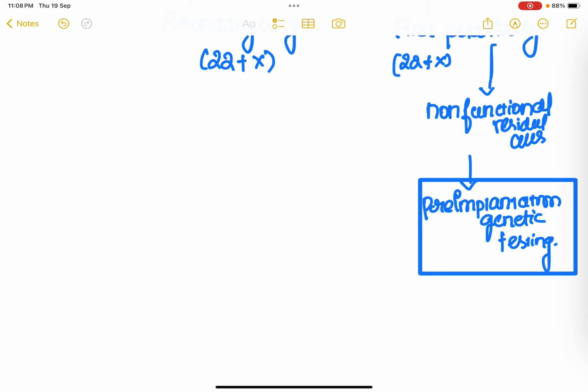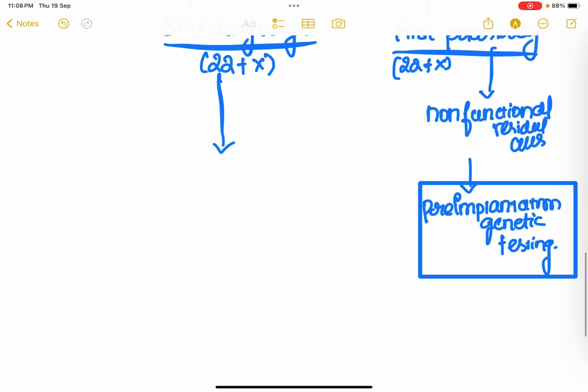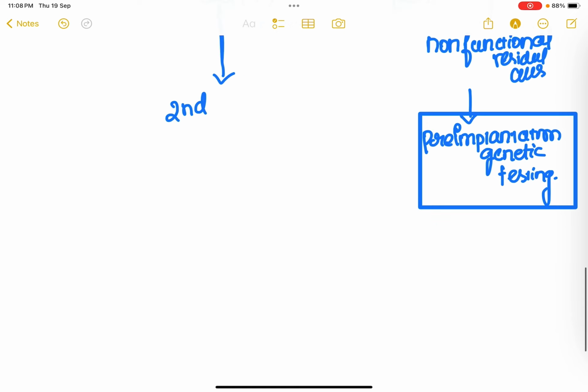Once the meiotic division completes, this primary oocyte is converted into two things. One is the secondary oocyte, which is 22 plus X, and the other is the first polar body, which is 22 plus X. Now the secondary oocyte is going to enter the second meiotic division. So as we have discussed, we have one mitosis and two meioses in oogenesis.